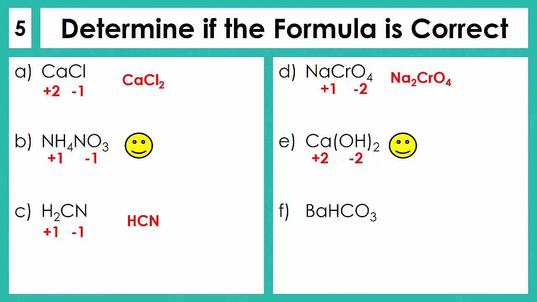Next I have barium, hydrogen, carbon, and oxygen. So there's definitely a polyatomic ion here. Hydrogen carbonate has a charge of minus 1 and barium is plus 2. So for this formula to work, I need 2 hydrogen carbonates.